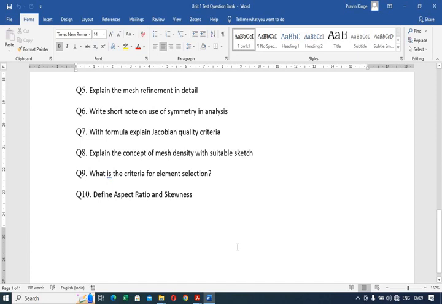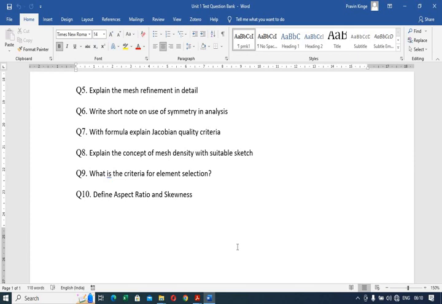So first is, explain the mesh refinement in detail. Mesh refinement is basically increasing the density of the mesh. The density of the mesh you can increase by increasing the number of nodes or by increasing the number of elements. When you increase the density of the mesh by increasing the number of nodes, it is called P refinement, and when you increase the density by increasing the number of elements, it is called H refinement. So you can explain these points with the help of a suitable sketch for P refinement and H refinement.